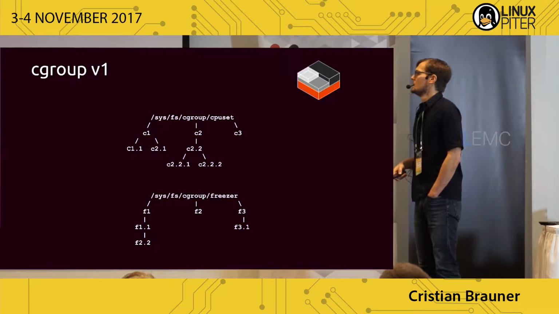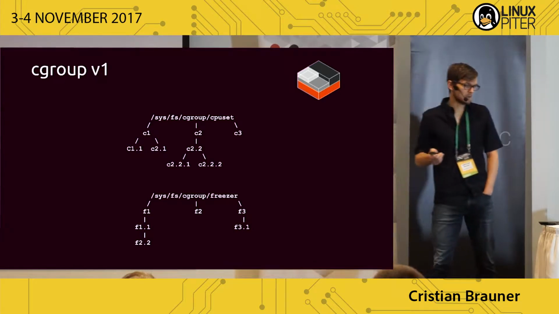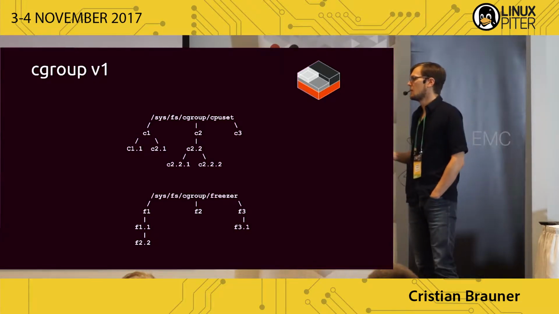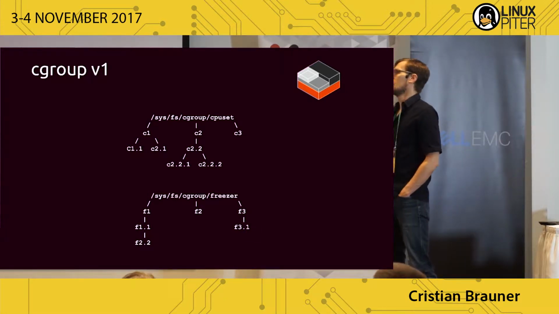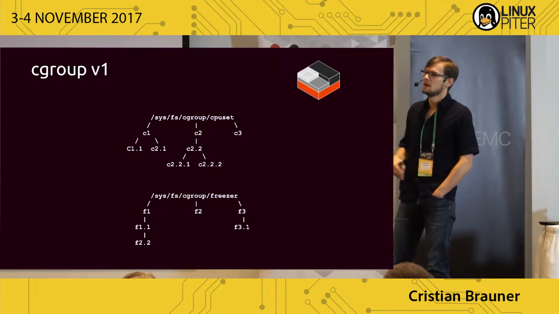And then if you look at the freezer controller, the layout is completely different, or could be completely different. So that's what is meant by a separate hierarchy. That means you have a lot of flexibility in how you want to organize C groups and your processes along the tree. If you wanted to be, for example, completely crazy, which is maybe a bit of a stretch, you could have, for example, in the CPU set controller, a C group for 3 processes that are located in C2, and then in the freezer controller, you could have them under F2.2.